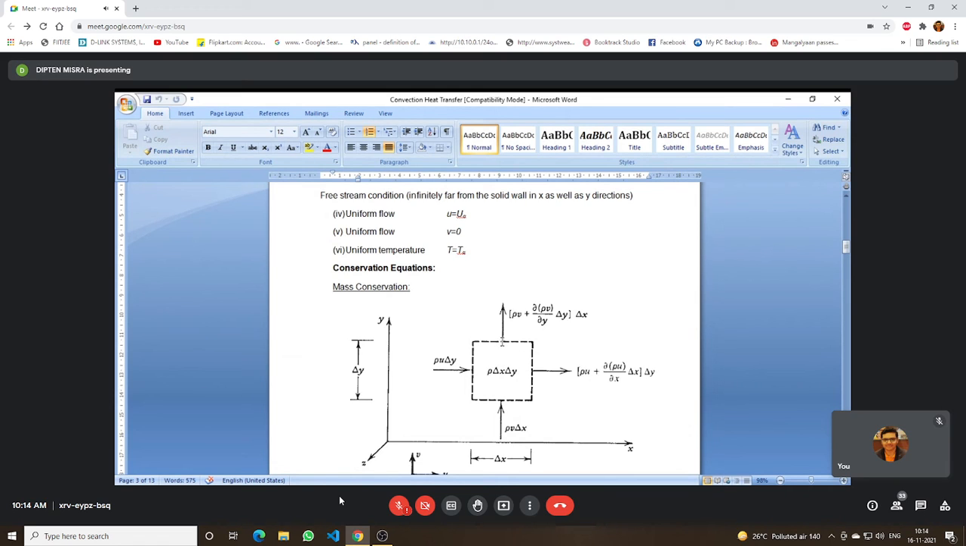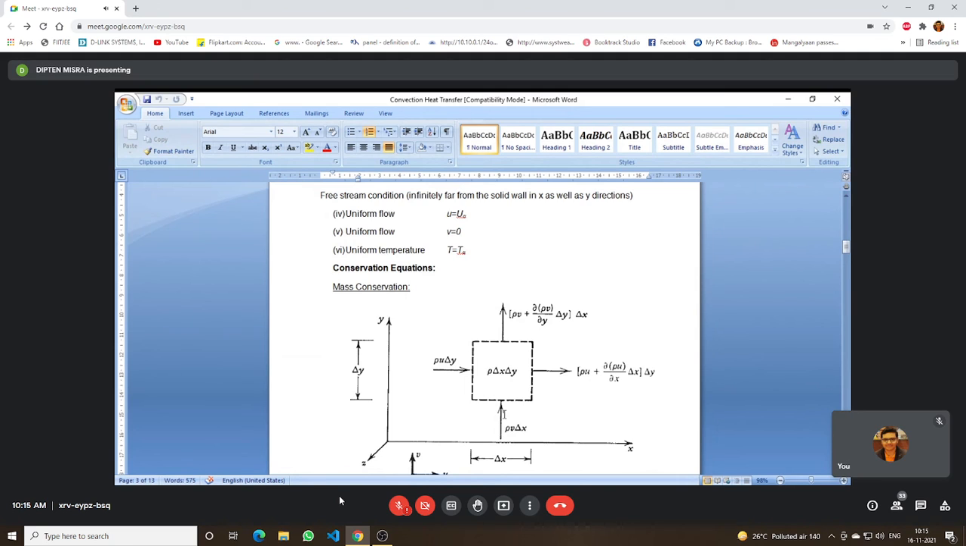And through the top phase, a certain rate of volume is coming out, along with a certain rate of density mass coming out. The volume is given by V here, and here it will be V plus del y of V into delta y. Now, to begin with, it is taken that density is also changing along x and y.